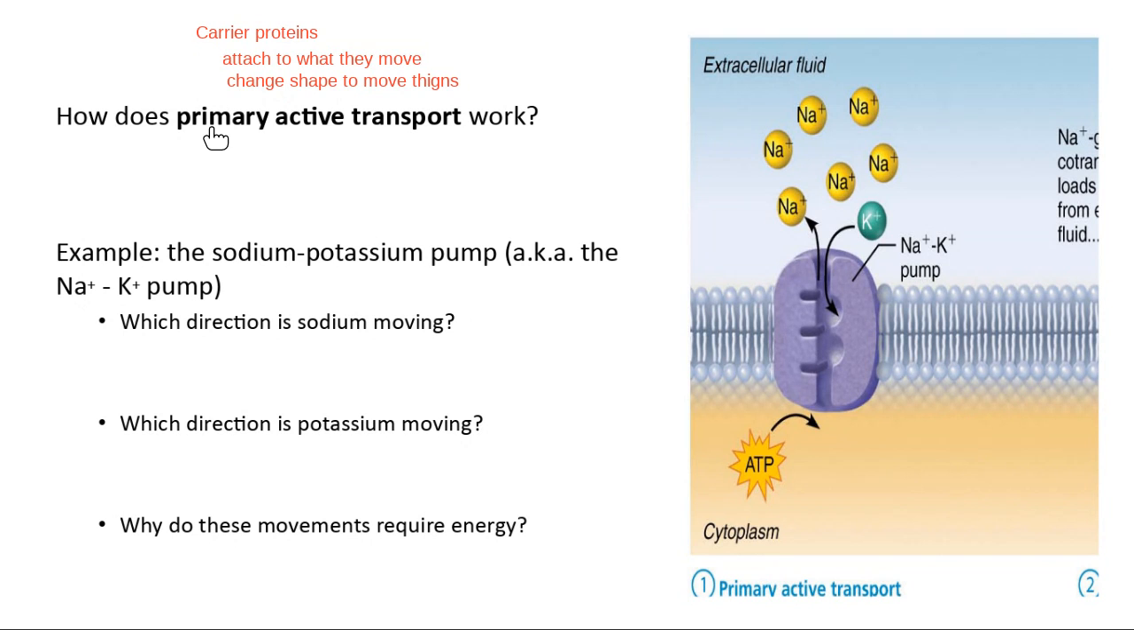When we talk about primary active transport, I do want you to make sure that you know our example of primary active transport is the sodium-potassium pump. The sodium-potassium pump. When we talk about the sodium-potassium pump, it has a really important job. Does anyone happen to remember why the sodium-potassium pump is so important? Why our cells need this protein?